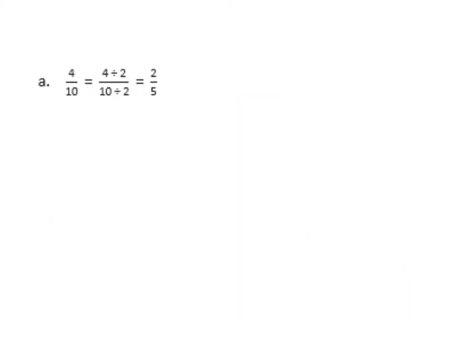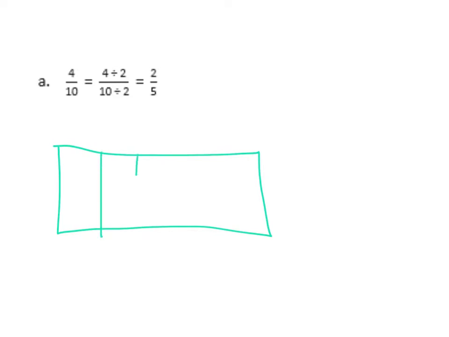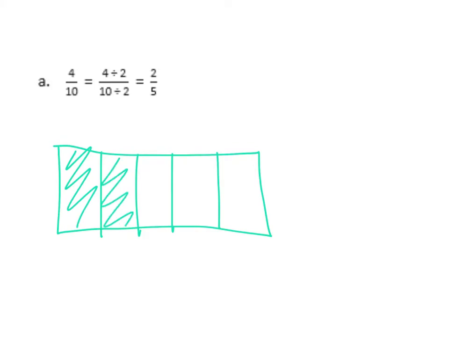Look at number 3A. It says draw an area model to represent each number sentence below. To do this, we are going to work backwards. Look at our ending fraction, which is 2/5. Let's draw this in our area model. We are going to draw a rectangle with 5 parts. Then we are going to shade in 2 of those pieces. Now we are going to draw one line. Because we divided by 2, we are going to draw one less line like we did in our last lesson when we multiplied.